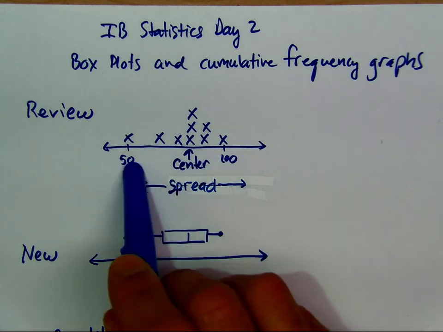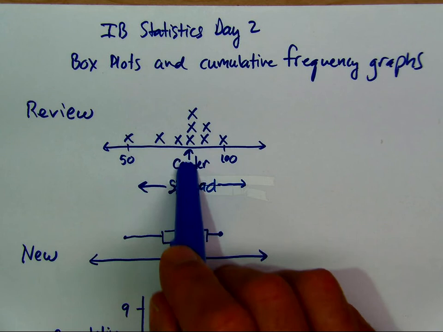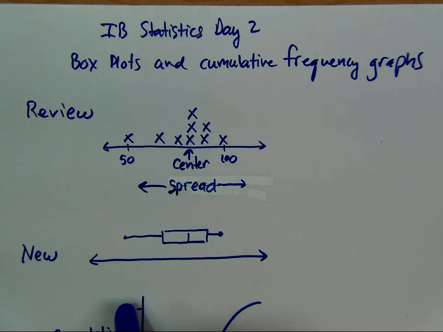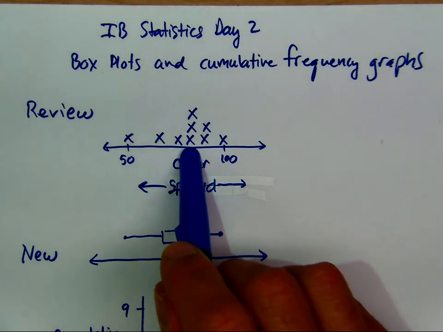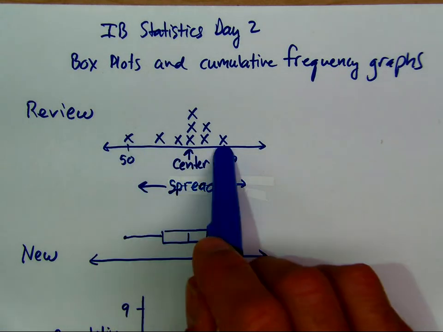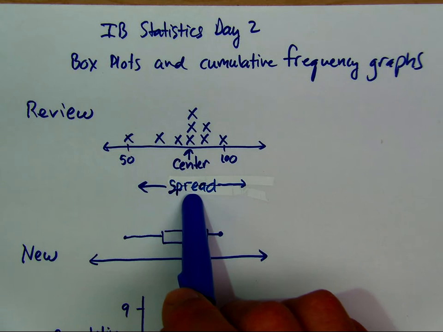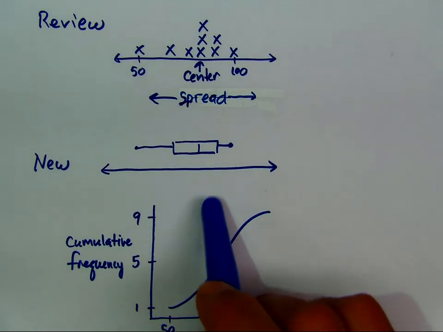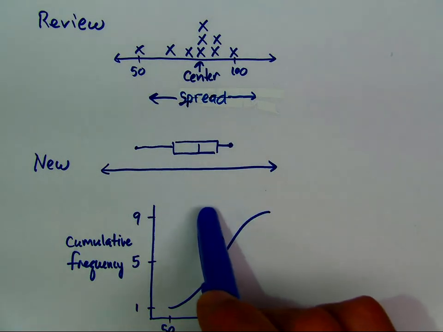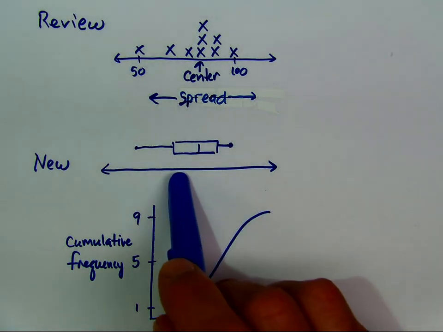And we also looked at how far the data was spread out. So this data goes from 50 to 100 with a center maybe around 80. But we also want to know, is everything at the center, or how far is it spread out? And so we measured the spread with the standard deviation. And today we're going to look at another way of measuring the spread, and that's with quartiles.